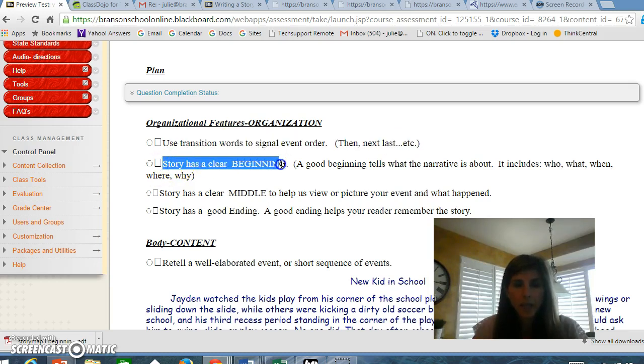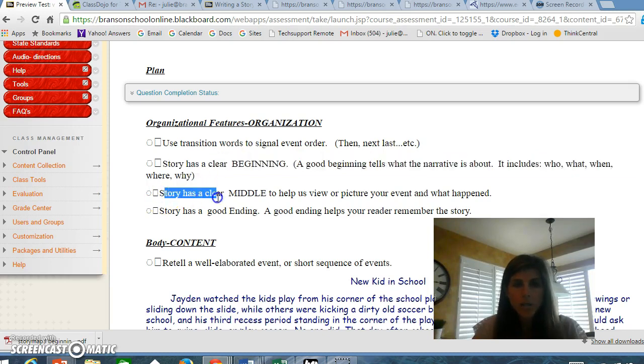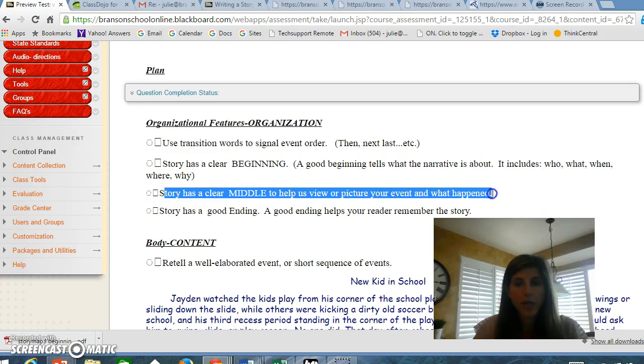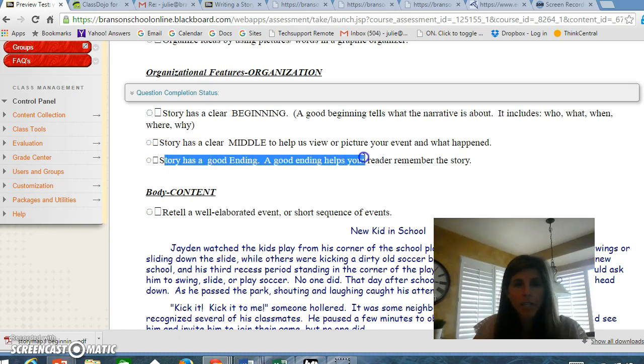Story has a clear beginning. A good beginning tells what narrative is about. It includes who, what, when, where, and why. The story has a clear middle, and we've gone over that. Helps us view or picture your event and what happened. It has usually a problem in the story. And the story has an ending. A good ending helps your reader remember the story. A lot of times this is where the problem gets solved.